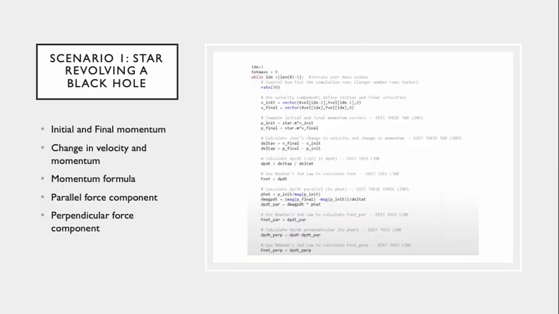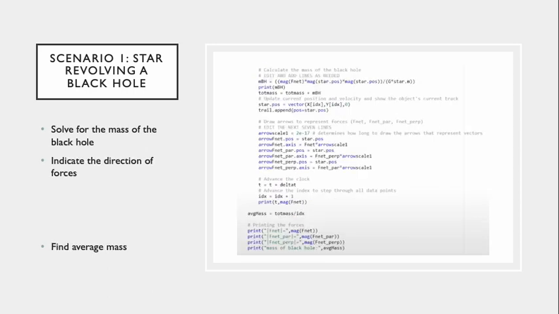Let's go through the code. Just as I talked about before, we're going to find that change in momentum and velocity, and then apply that into the momentum formula to find our net force, and then we're going to find that parallel force component and then use that to find our perpendicular force component. Now we're going to solve for the mass of the black hole with that gravitational force formula as I talked about earlier, and then we're going to indicate the direction of each of our forces that we calculated earlier with the corresponding unit vector.